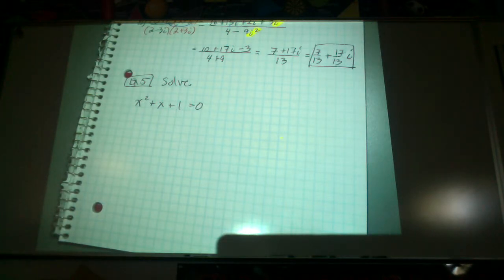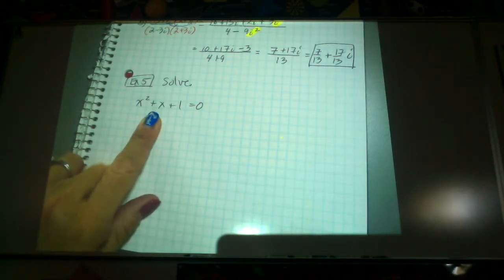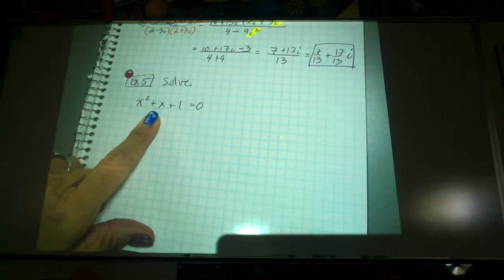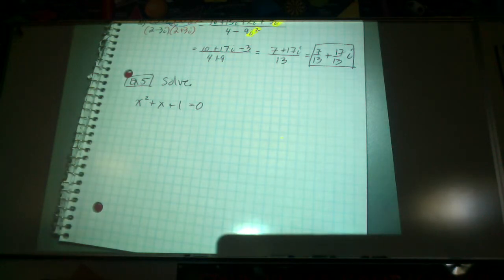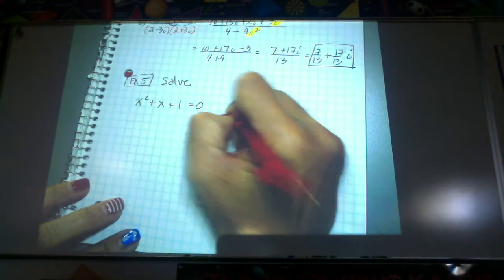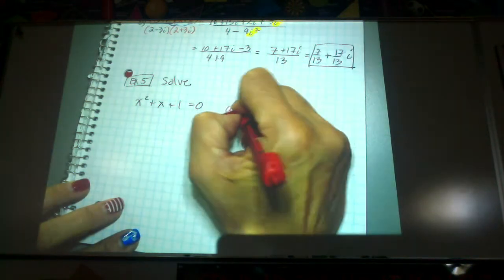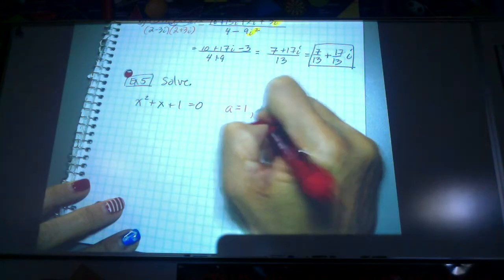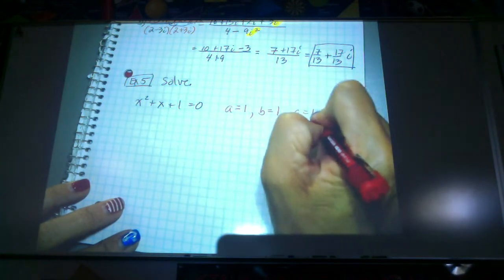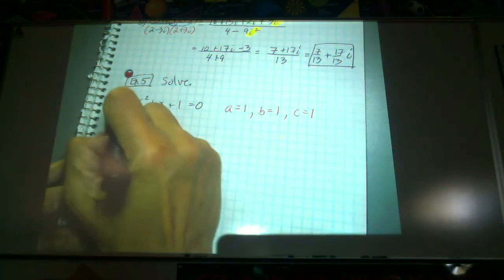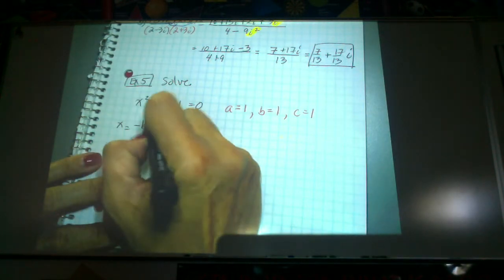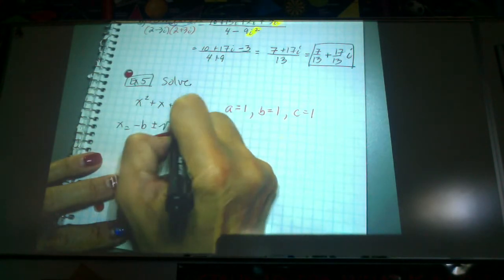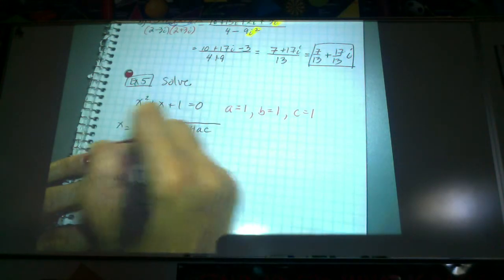So then we have to go to completing the square or the quadratic formula. B is not even. So if I take this and divide it by 2, I have a fraction. Do you want to complete the square with a fraction? I choose not to. I wouldn't if I were you. So then get in the habit of writing out, because we're going to do the quadratic formula, a equals, b equals, c equals. So what's a? 1, b, 1, c, 1. So again, x is the opposite of b plus or minus the square root of b squared minus 4ac all over 2a.